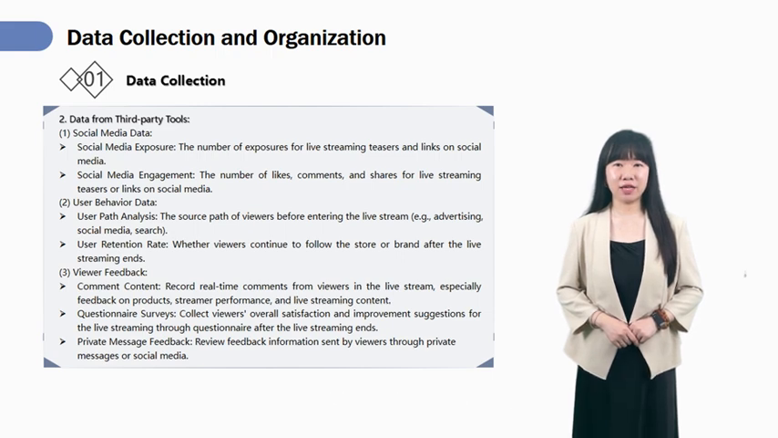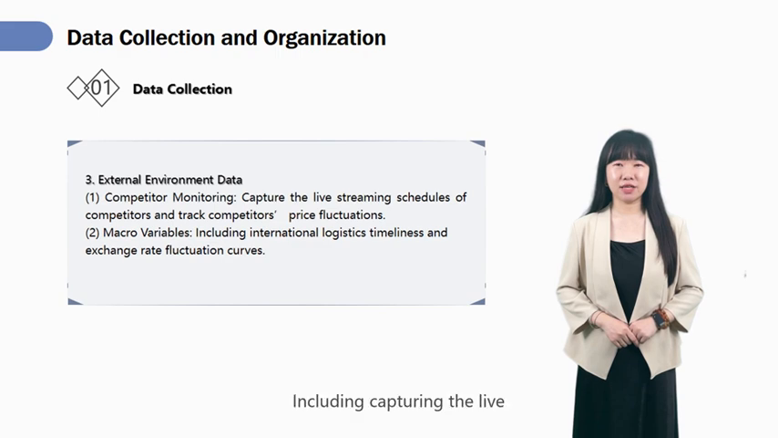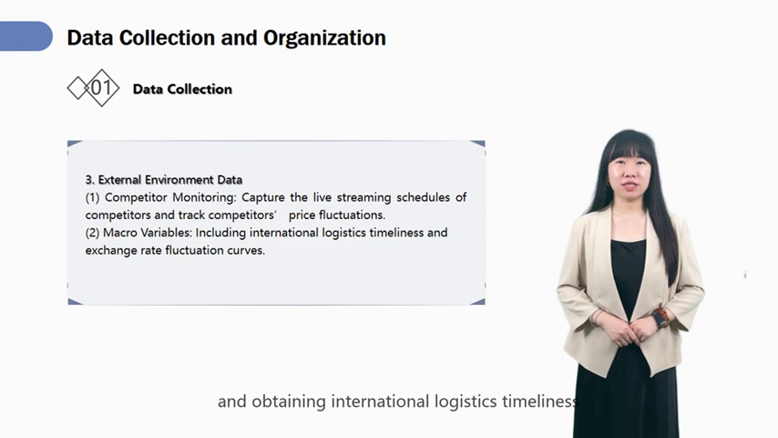Viewer feedback, including comments content, especially feedback on products, streamer performance, and live streaming content. Questionnaire surveys, collect viewers' overall satisfaction and improvement suggestions for the live streaming through questionnaires after the live streaming ends. Private message feedback, information sent by viewers through private messages or social media. External environment data, including capturing the live streaming schedules of competitors and tracking competitors' price fluctuations, and obtaining international logistics timeliness and exchange rate fluctuation curves.